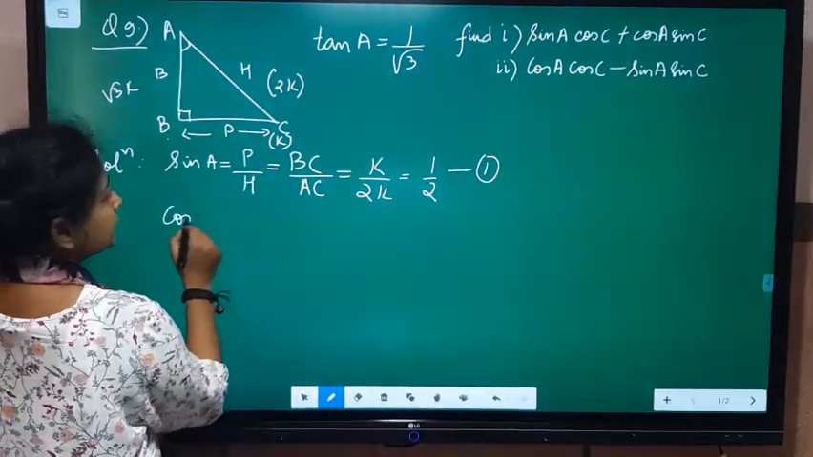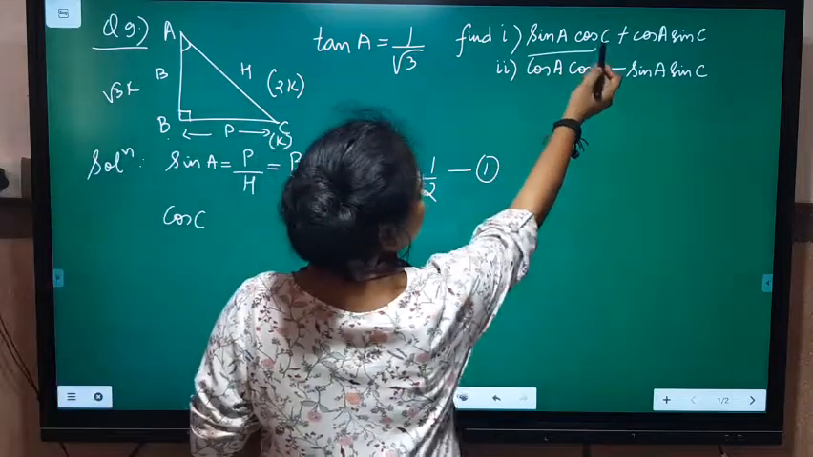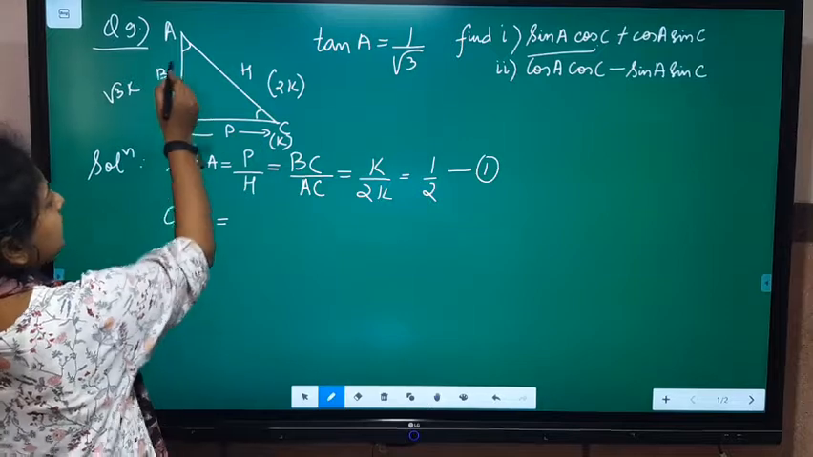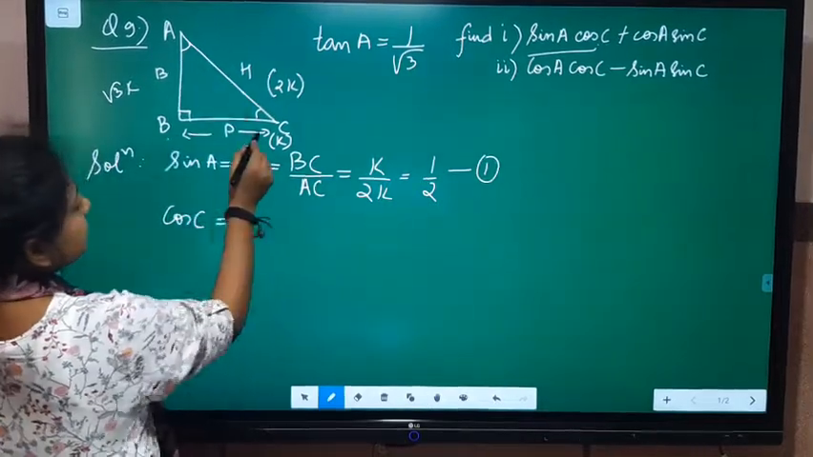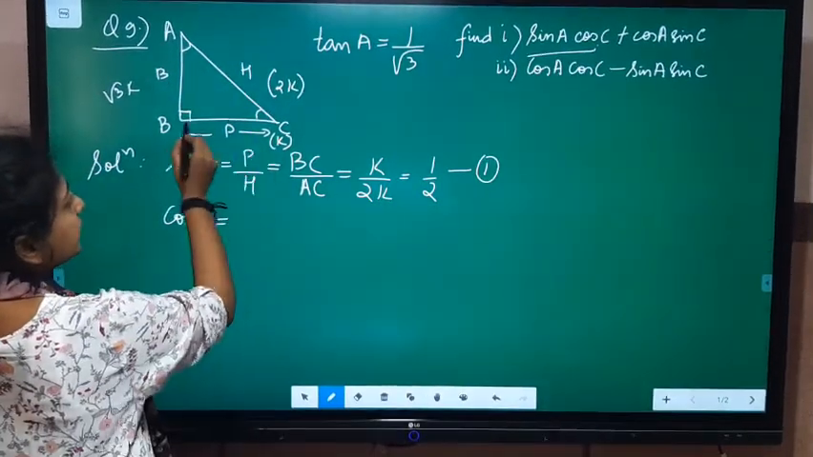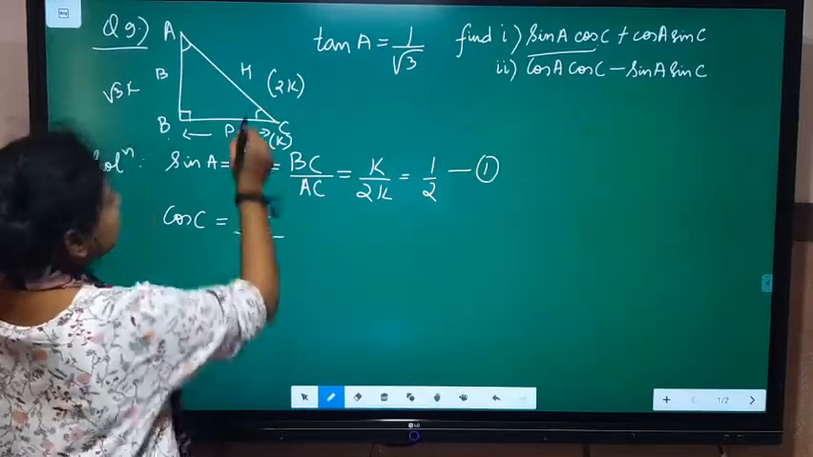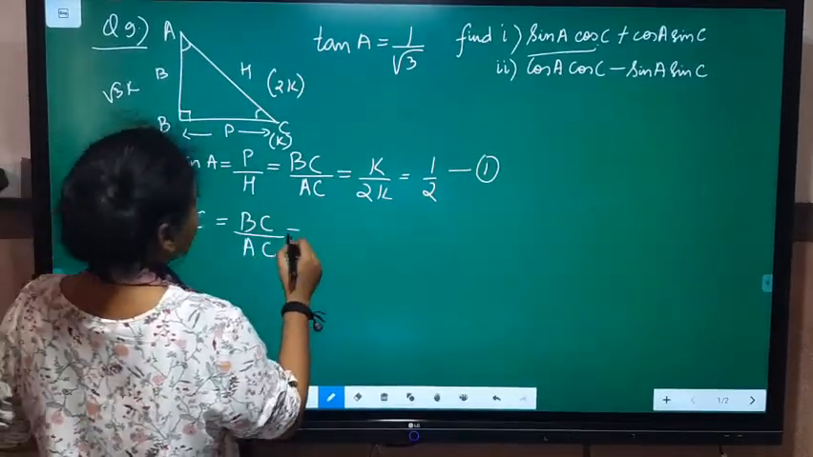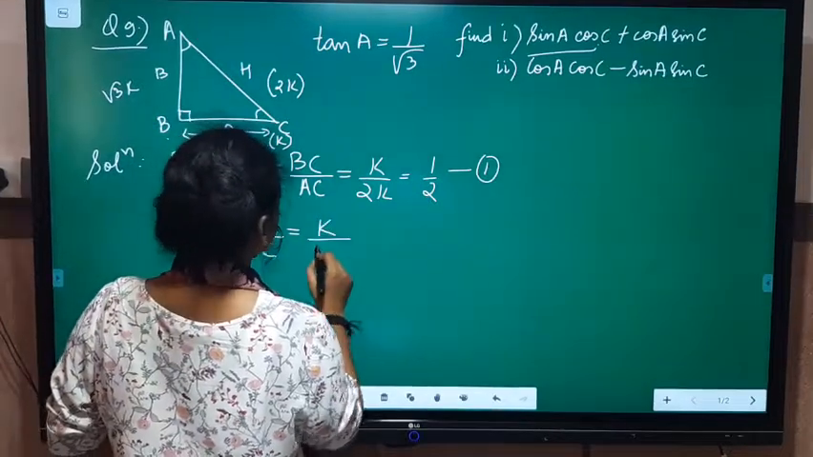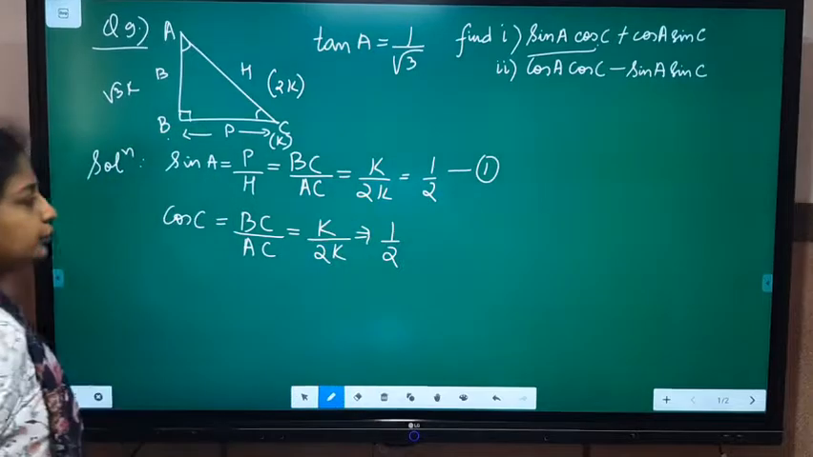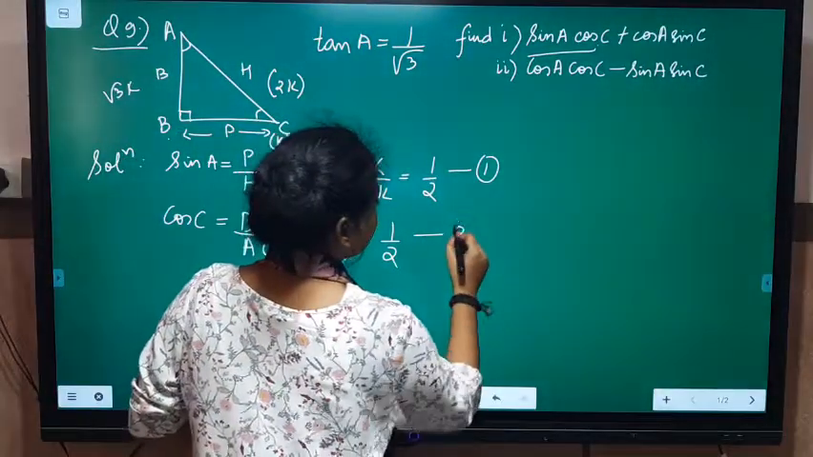For cos C, see from here we are taking cos C. For this angle C, this is the perpendicular, this is the base and this is the hypotenuse. For cos C, this has to be base upon hypotenuse, that means BC upon AC. So this value will be again 1 by 2. Mark this as equation 2.